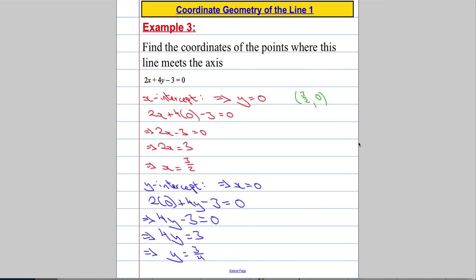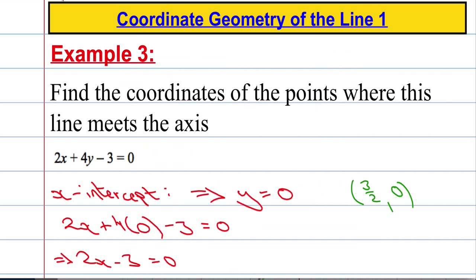So when x is 0, y is 3 over 4. Okay, I'm just going to modify this slide a wee bit so that we can see everything a bit better. Okay, let's move on now.